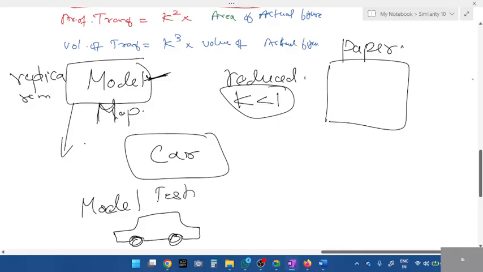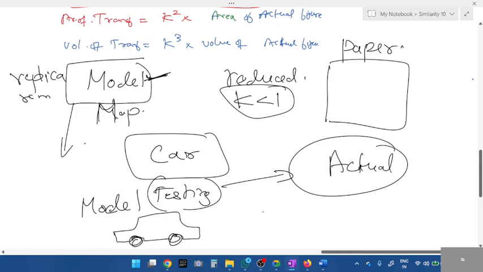For testing purposes, you create it because the cost will be very low to create a small one. This model, if you want to convert it into the actual car, the original, a bigger car, what is happening, students? Transformation. What kind of transformation is happening? Reduction or enlargement to the actual car? Enlargement. You are increasing the value, enlarging it.